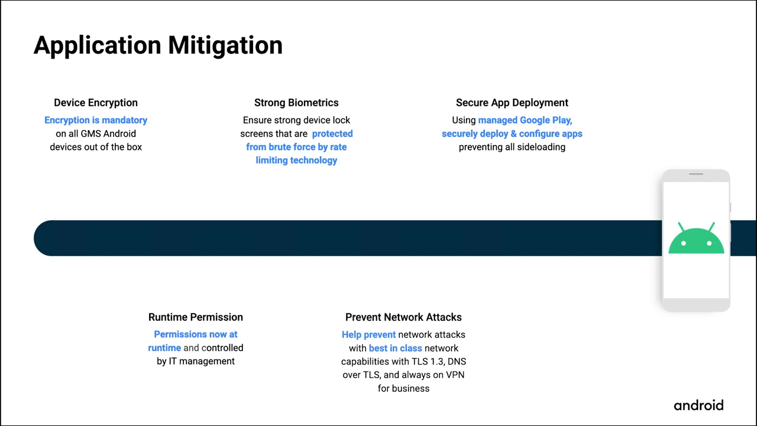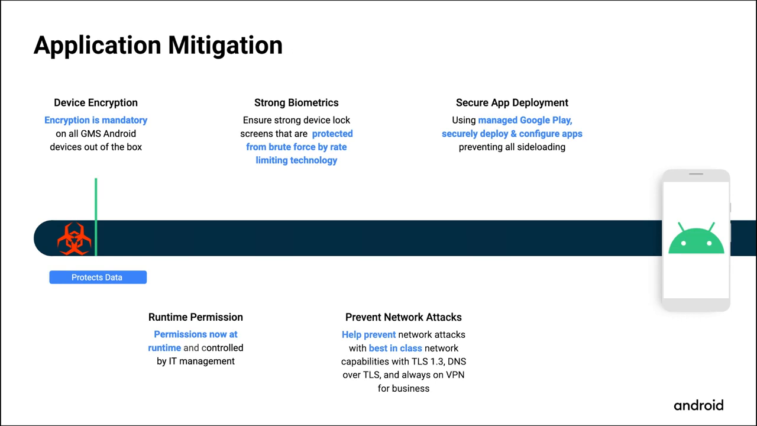Now, we talk about the hardware and the software. Let's talk about the application mitigation. Android is only effective when you have applications. You need applications. So the first layer is that the device is encrypted. Android devices are mandatorily encrypted. I still hear today that Android devices can be decrypted or they're not encrypted by default. That couldn't be further from the truth.